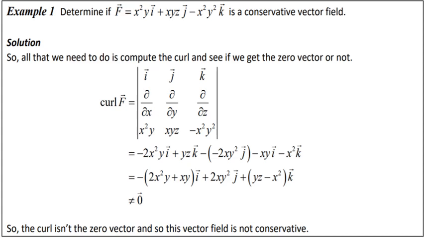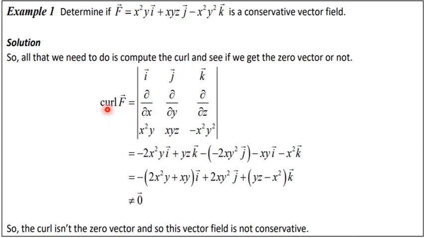Suppose you have to determine whether the given vector field is conservative or not. What are conservative fields? Conservative fields are those fields whose curl is equal to zero. To check whether this vector field is conservative or not, you have to find out the curl.